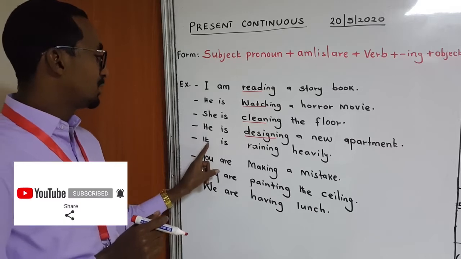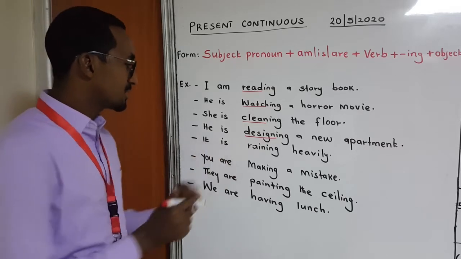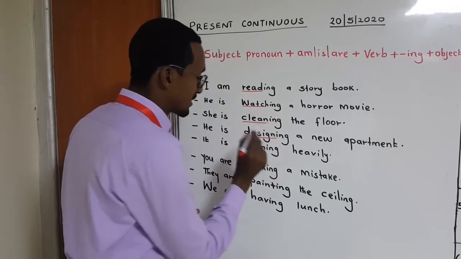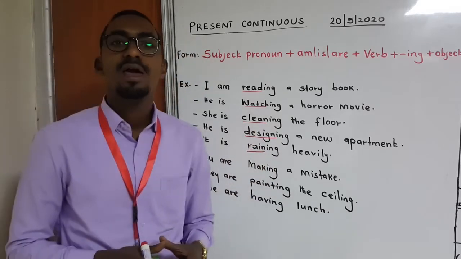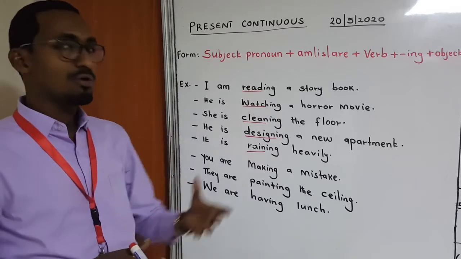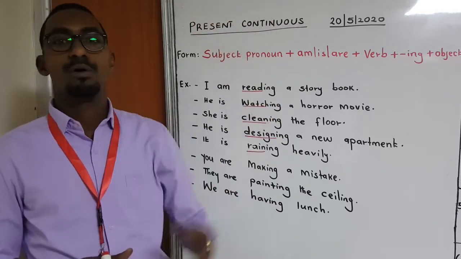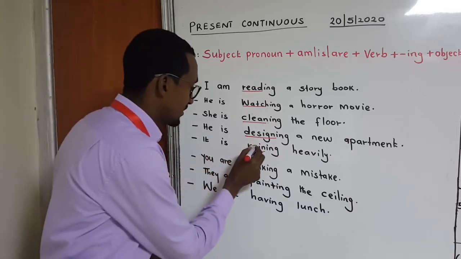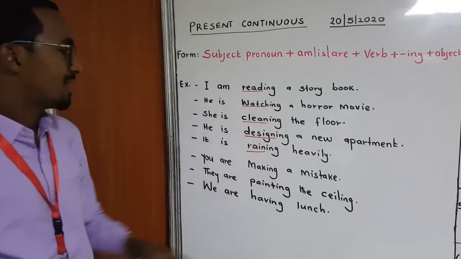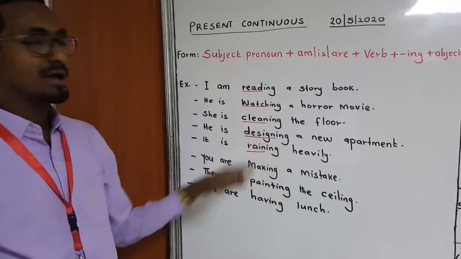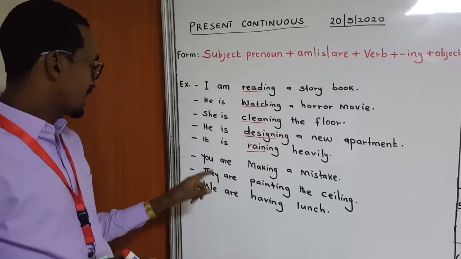Next, it will take is. It is, and then this is the verb. It is raining. Rain plus ing. It's raining heavily. Okay? Heavily is an adverb because it is giving us more information about the verb raining.